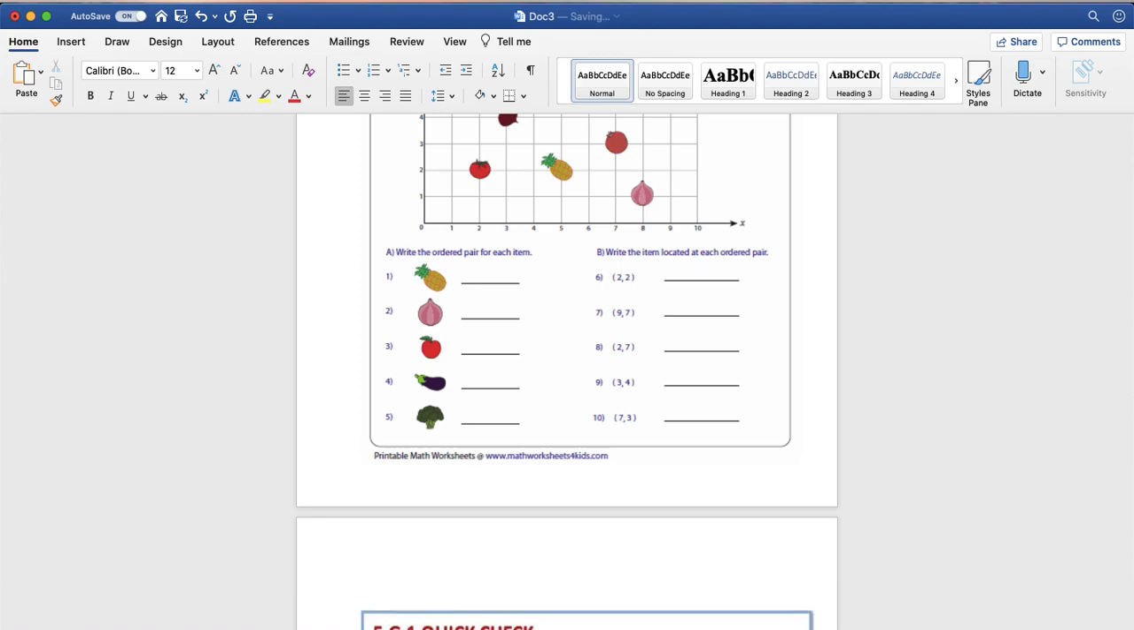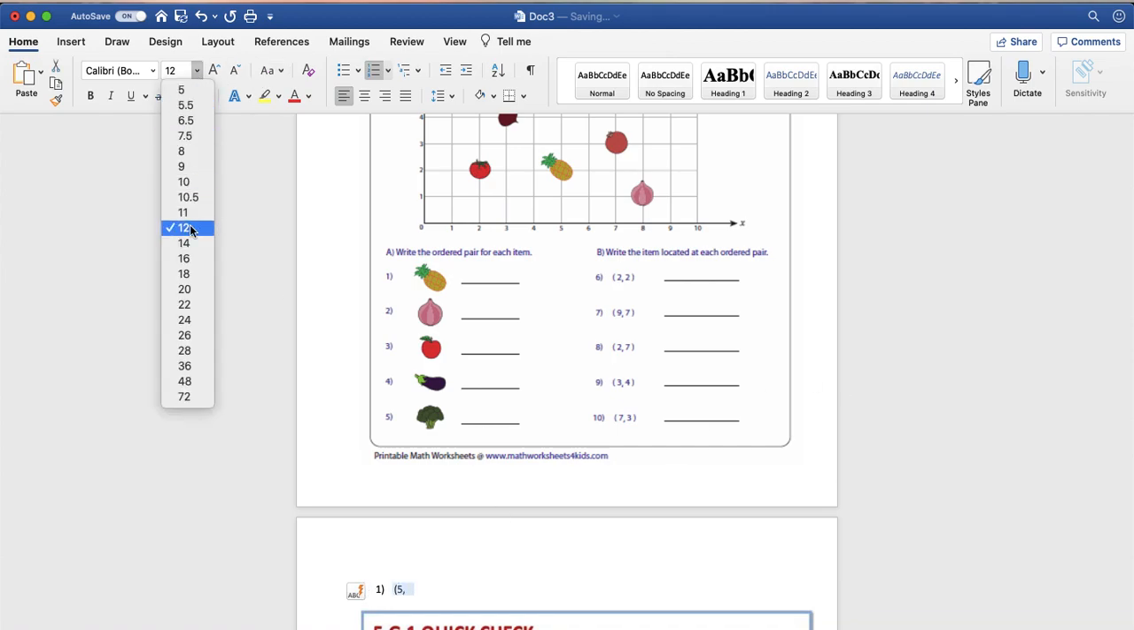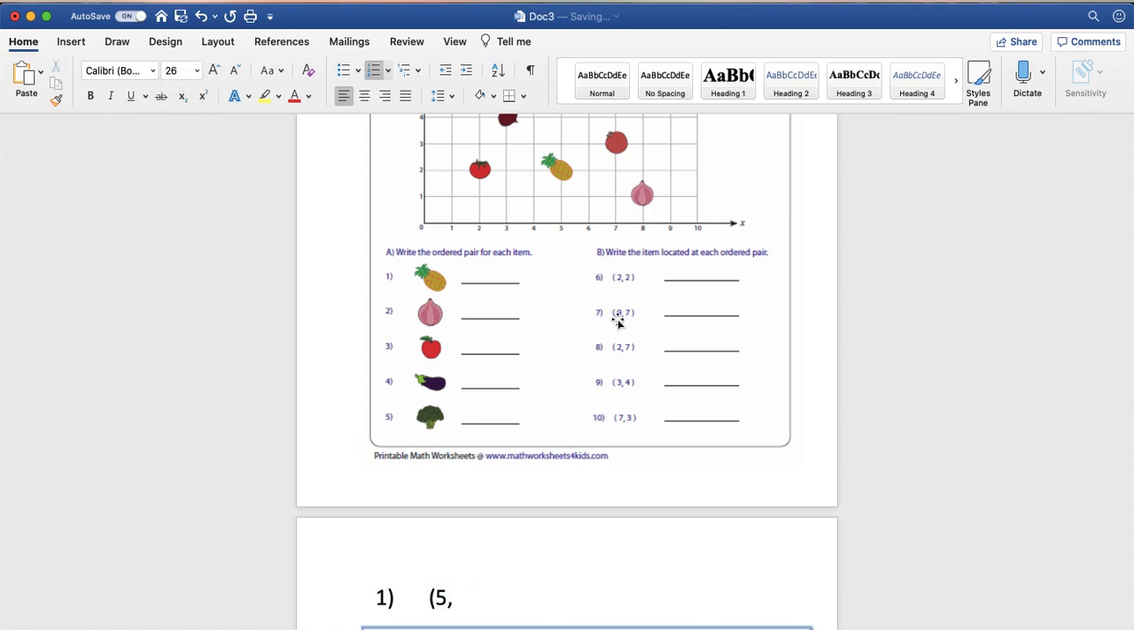So let's answer number 1. Remember, I write my parentheses, how much we need to run, separated by a comma. Make this a little bit bigger so we can see it. To see how high we need to jump, that's 1, 2. I would write 2 and close my parentheses.